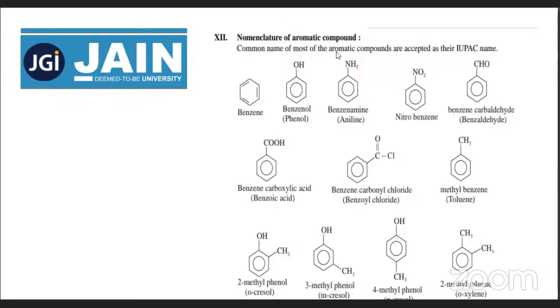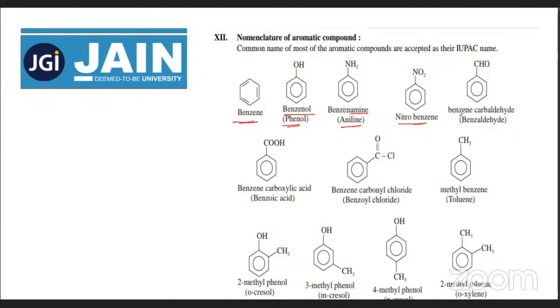Okay. Now nomenclature of few aromatic compounds. There are no rules for this. There are no rules for nomenclature of some aromatic compounds. What we have here is common names for most of the aromatic compounds, which are accepted by IUPAC. So this is benzene. This is benzenol, which is also known as phenol. The bracket ones are your IUPAC names. So this is phenol. This is benzene. The benzene ring is there, and then an amine is attached. So we write it as benzenamine. This is aniline. This is known as nitrobenzene.